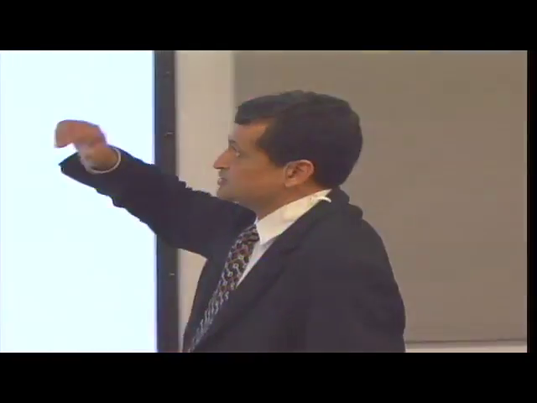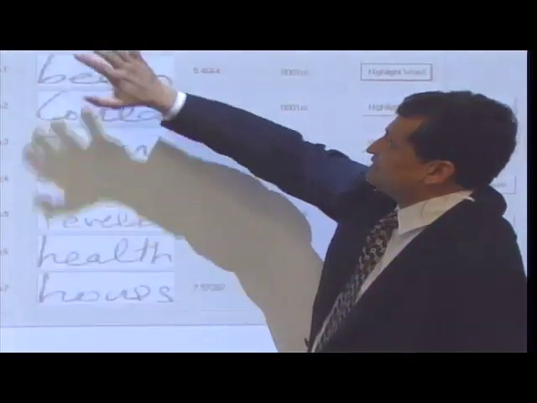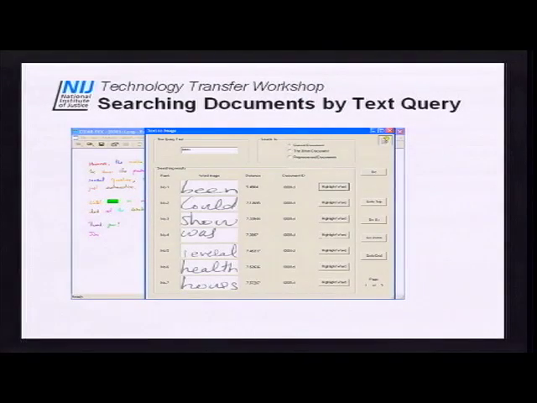And this is searching documents by text query. Okay, we'll go over this again. This is just my slides on it. So here is a document, and then I will have a regular query. This is like a little Google window over here. We type in what we are looking for.